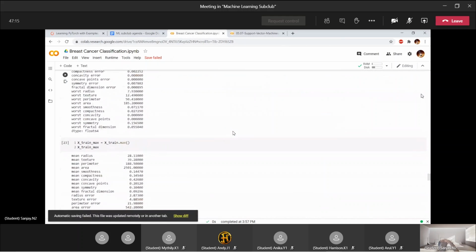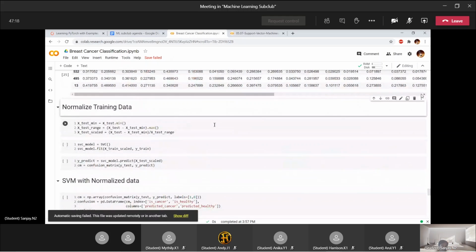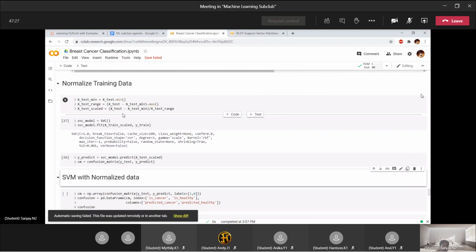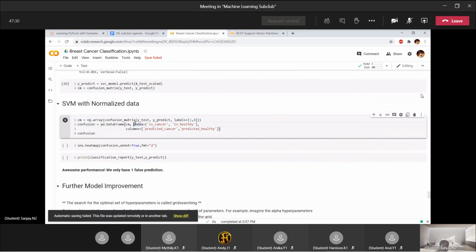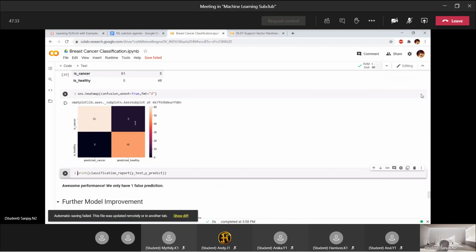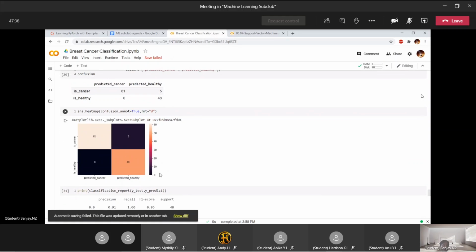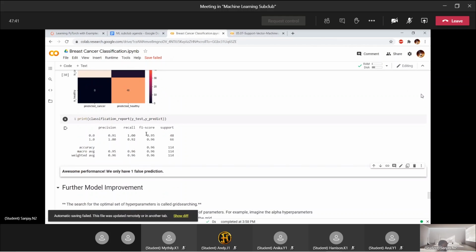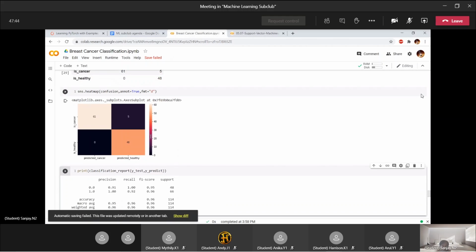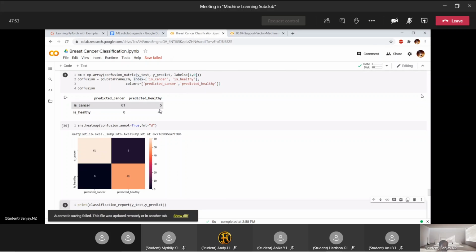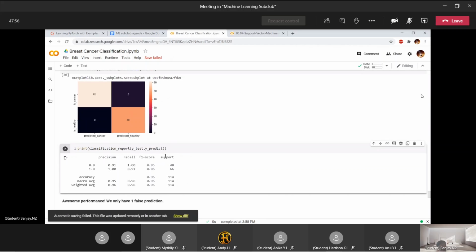So let's normalize the rest of the training data, and let's fit a new SVM to the same data. And then let's regenerate the same confusion matrix. And here we're doing a lot better. We're all the way up to 96%. We only have 5 false predictions now. Before we had 8, so now we're down to 5. So we're slowly improving the model, and we're up to 96%, which is pretty good.